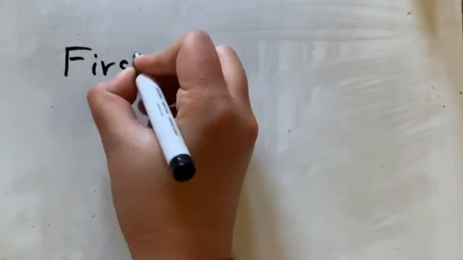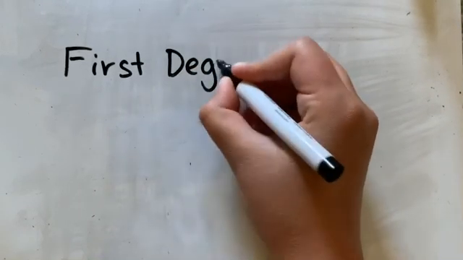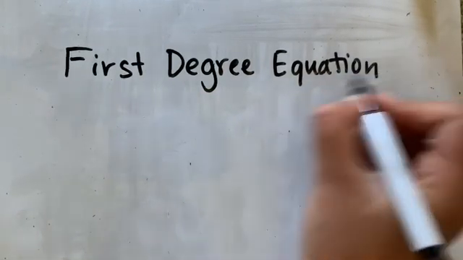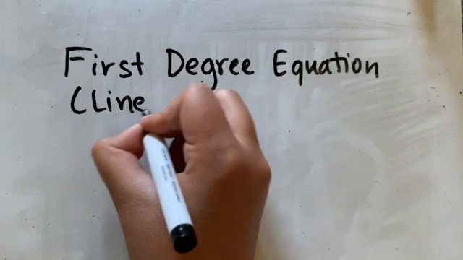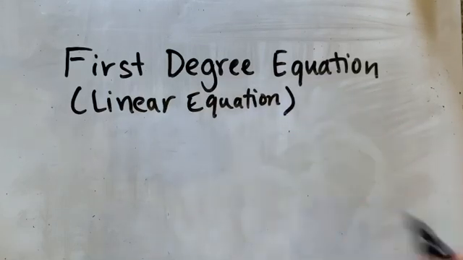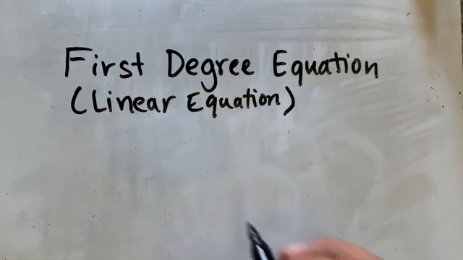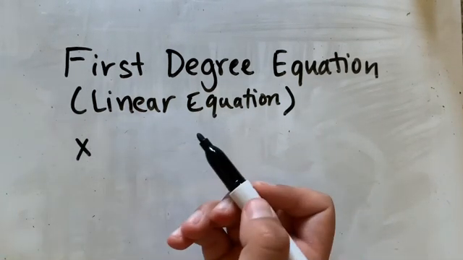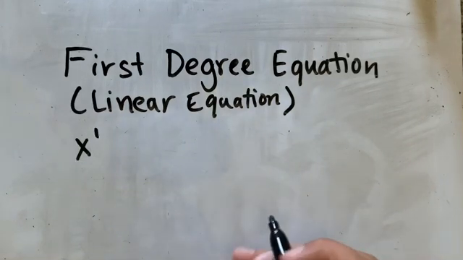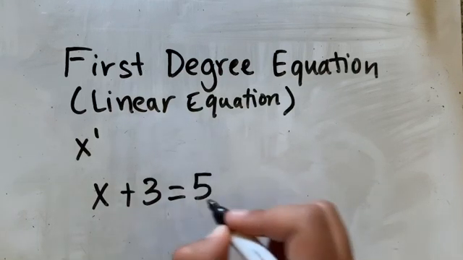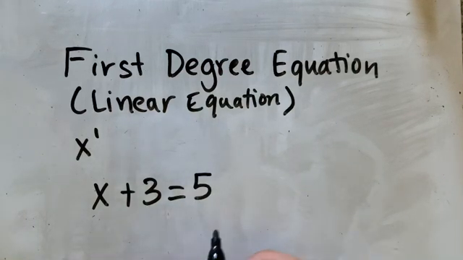Okay, so a first degree equation, or a linear equation, is an equation with just x to the first power in it, or a variable to the first power. For example, x plus 3 equals 5 is a first degree equation.